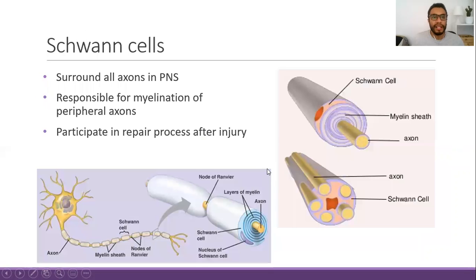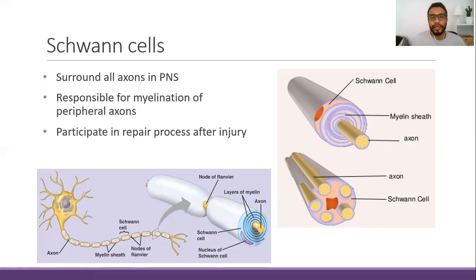So the first type here, Schwann cells, they surround all axons in the peripheral nervous system, okay? And they are responsible for myelination of the peripheral axons. And they can also participate in the repair process after injury. As you see here, there are two types of peripheral axons. We can have myelinated axons and unmyelinated axons.